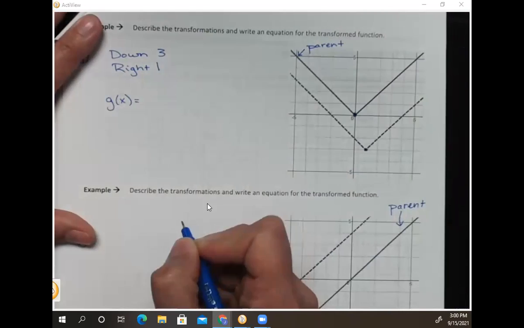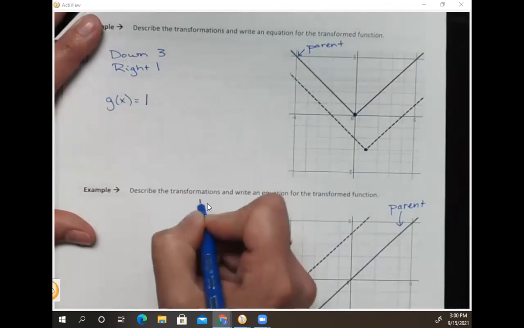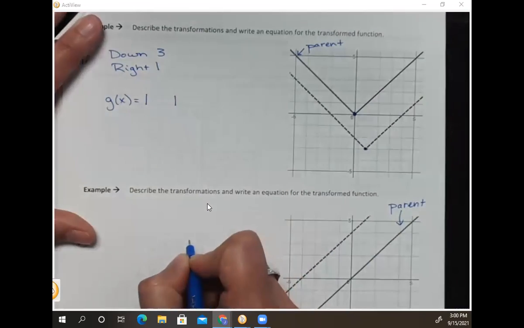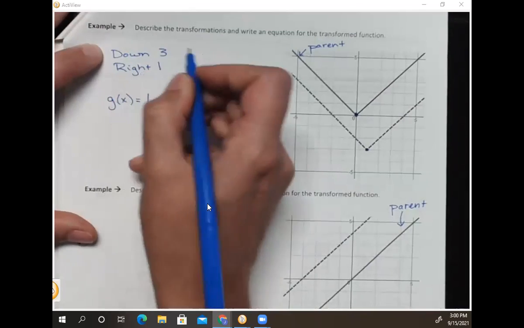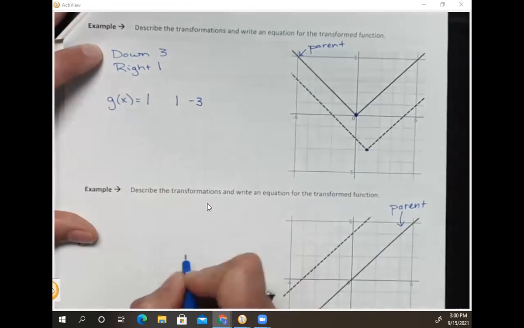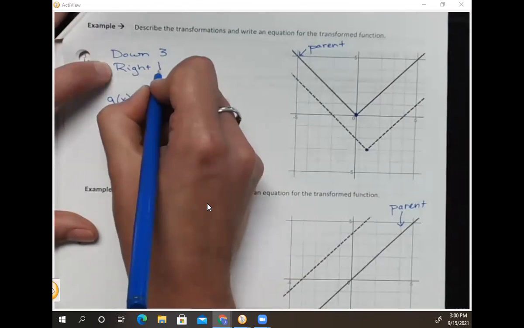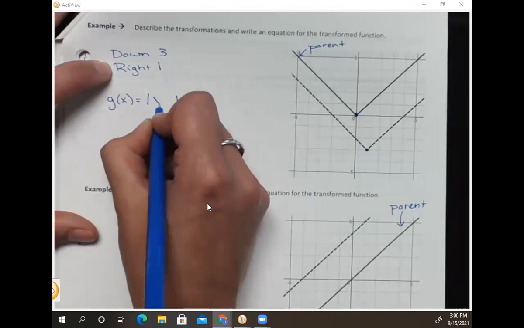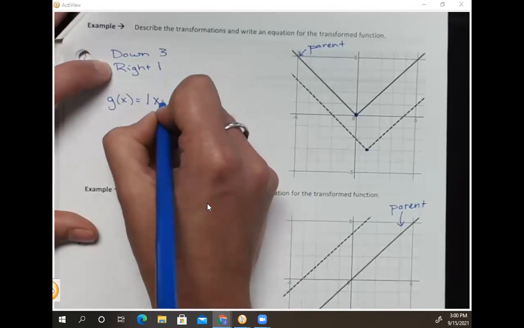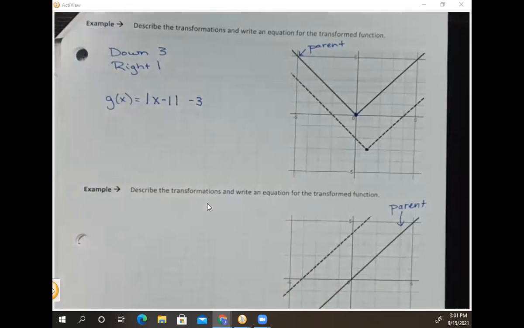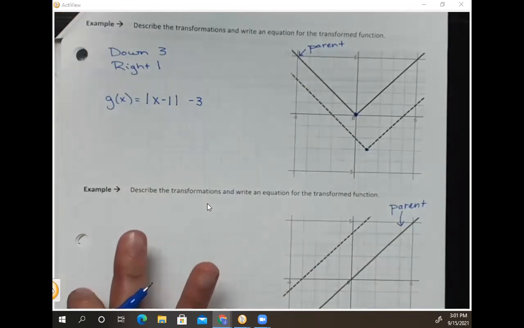So my function then would be the absolute value of something. Down 3 will be a -3 at the end. Right 1 is going to go inside the absolute value with x. So to go right 1, we have to subtract 1. Remember, that's the one that's kind of opposite. You guys with me on this one?